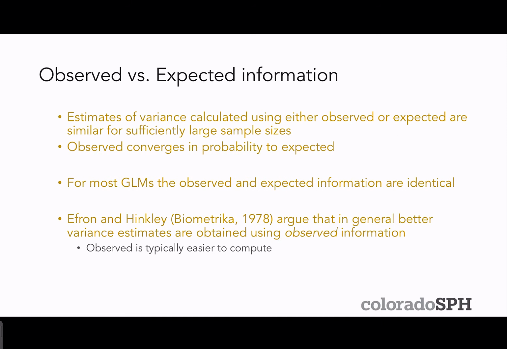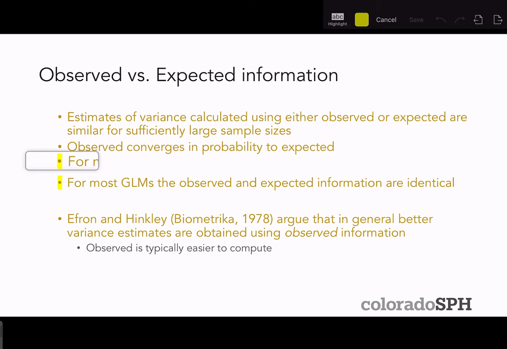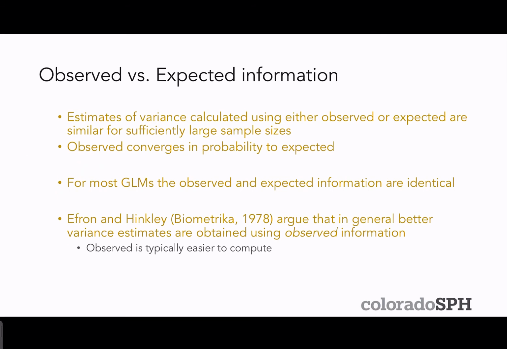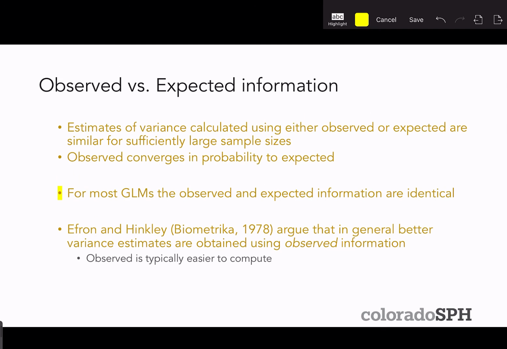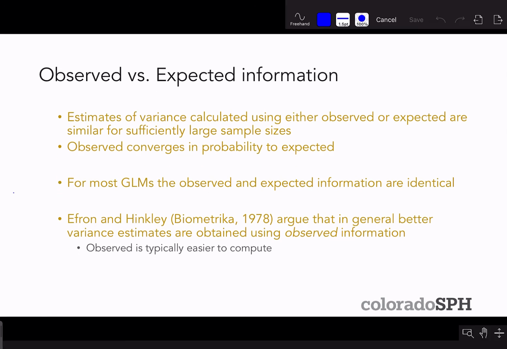So a little bit more about the observed versus the expected information. In general, estimates of variance calculated either using the observed or the expected information are similar for sufficiently large sample sizes. And in fact, the observed converges in probability to the expected information. However, in the cases that we're going to look at for GLMs, these quantities are actually identical. And I'm going to show you that shortly.